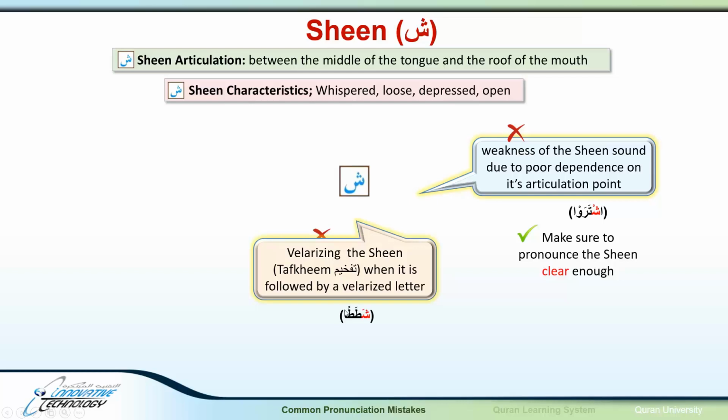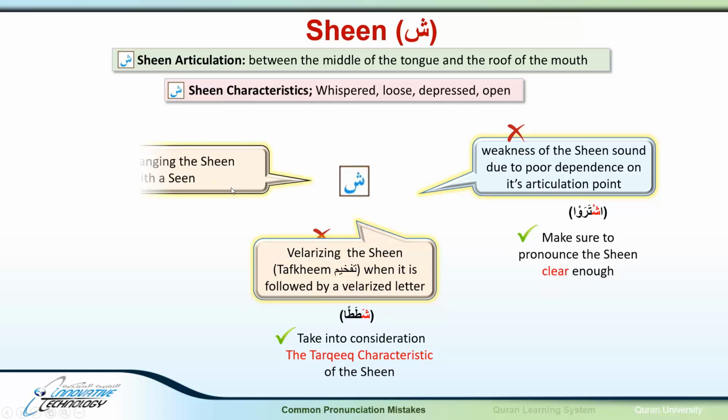Shatata. Ta is a velarized letter, and having the sheen before it makes the person tend to also give it velarization, tafkhim, and the person tends to pronounce it wrongly as shatata, while the right way of pronouncing it is like this. شطط Shatata. So we don't velarize the sheen, yet we velarize the two letters following it. So you have to take into consideration the tarqiq characteristic of the sheen and avoid velarizing it when not indicated.